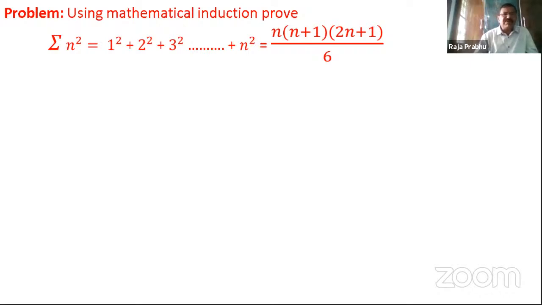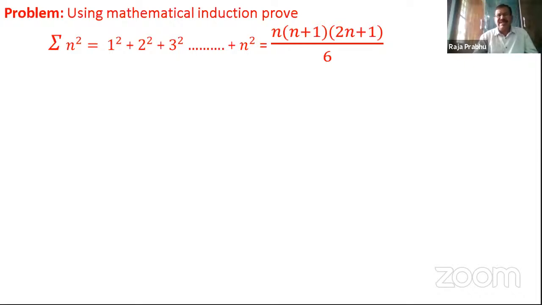Okay children, here I gave you one problem. Using mathematical induction, prove sigma n square, that is 1 square plus 2 square plus 3 square and so on up to n square, is equal to n into n plus 1 into 2n plus 1 whole divided by 6. Children, you might have noticed what problem is given here. That is the sum of the squares of the first n natural numbers. You already know that formula from your 10th standard. That is nothing but sigma n square equal to n into n plus 1 into 2n plus 1 by 6. Now we are going to prove this by the process of verification, that too by using the principle of mathematical induction.